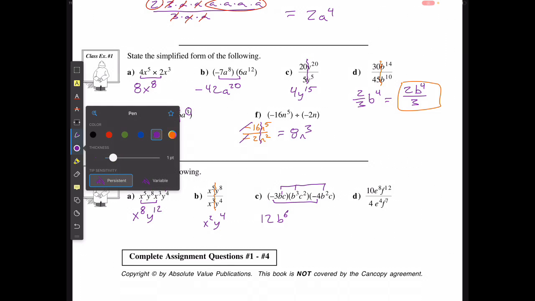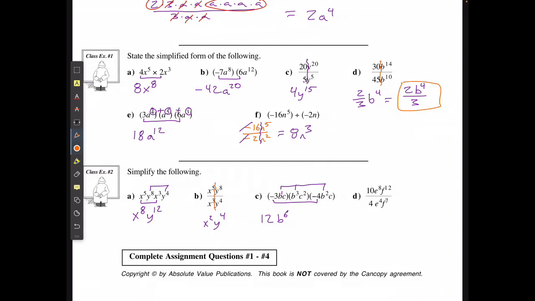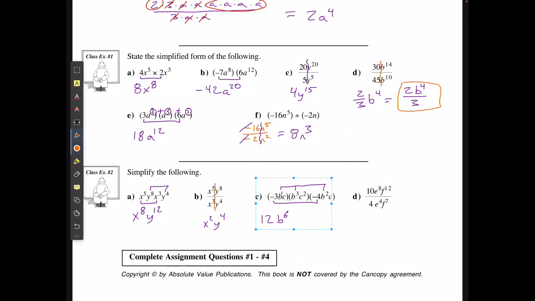And then I have the c's. I have c to the 1 here. I have c to the 2, and I have c to the 1. 1 plus 2 plus 1 gives me c to the 4.